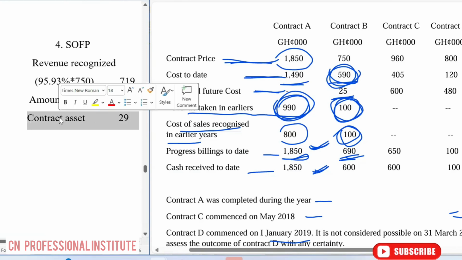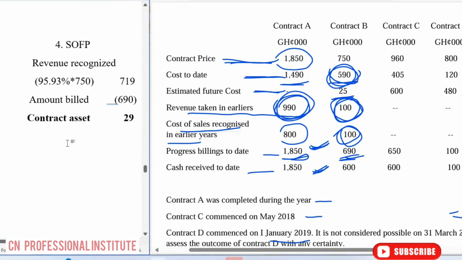If you are preparing your final account, the full account, we are going to record the contract asset as a current asset. Then we also have contract receivable. We will have a contract receivable here because look at the amount billed. How much did you bill the customer? We billed the customer 690, and then the customer gave us 600. So cash received is 600, right?